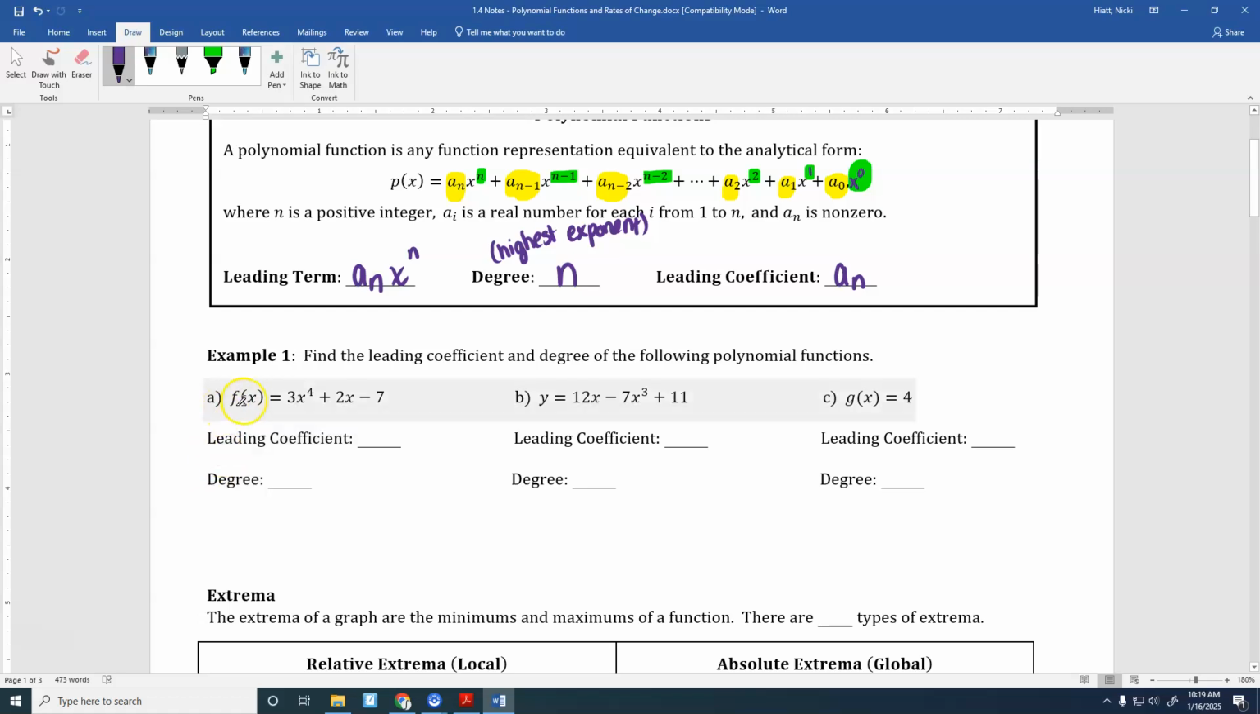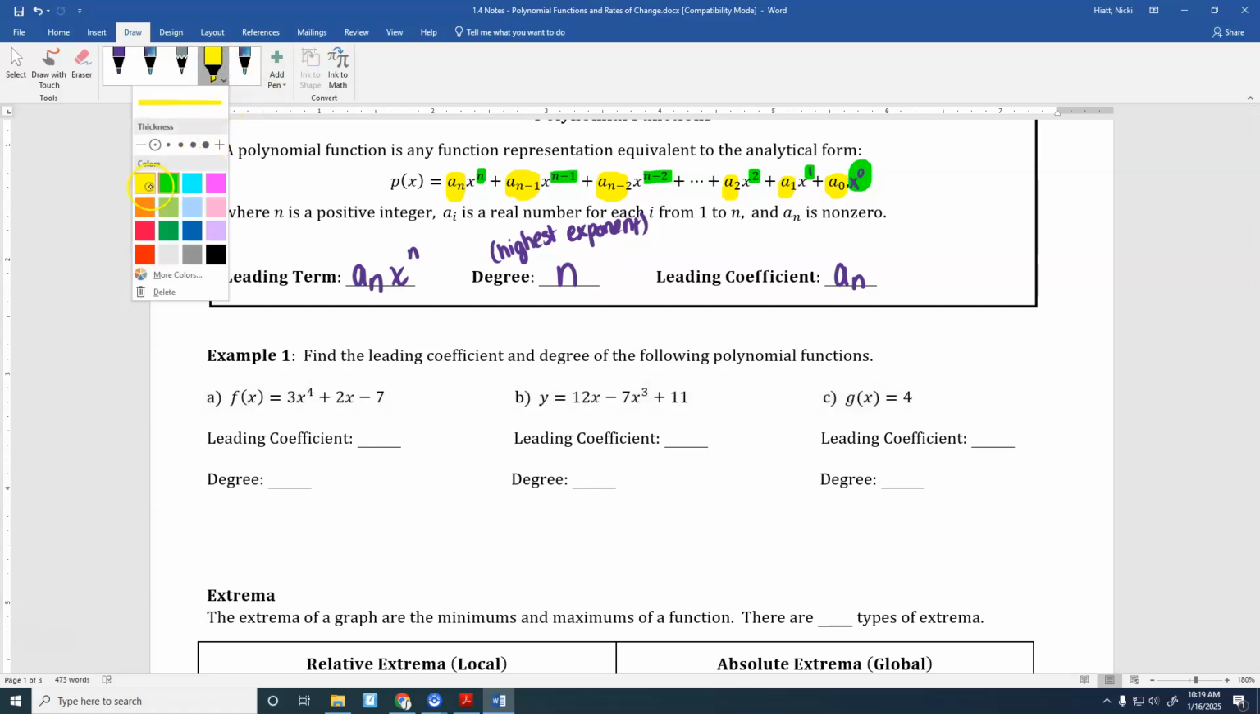So for A, we're supposed to give the leading coefficient and the degree. So the leading coefficient is the number out front. A coefficient is just the number in front of the variable. And the leading coefficient is the coefficient in front of the highest degree term. So on this one, it is just 3. And your degree is going to be your highest exponent, which in this case is 4.